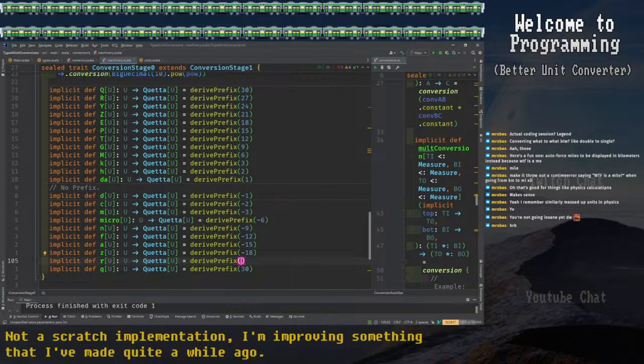Wait, am I missing some? Deci, centi, milli, micro, nano. I'm missing pico. I'm still missing something. Pico? I put pico in the wrong place. Pico, femto, atto, zepto. I'm missing yocto, which is after zepto.